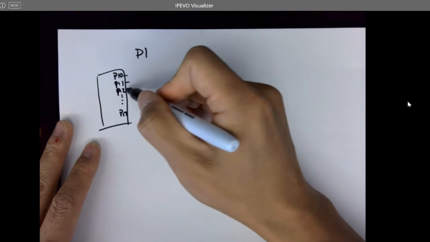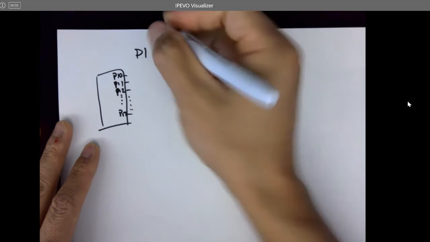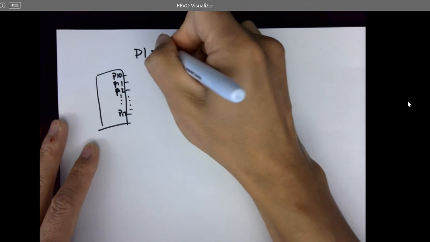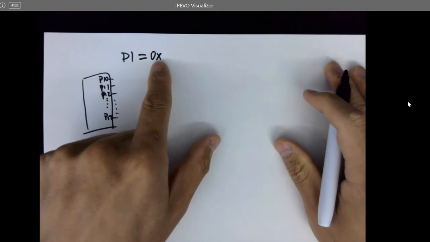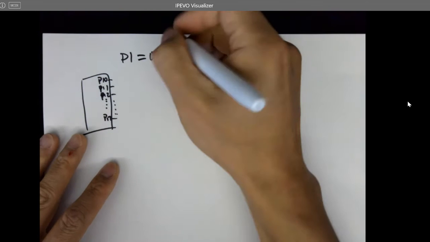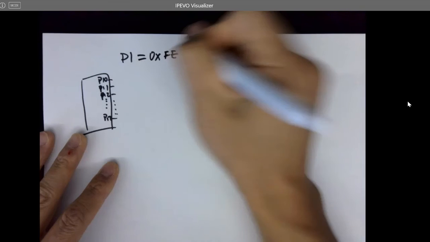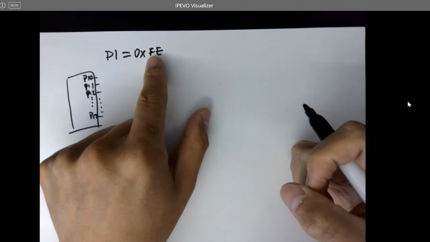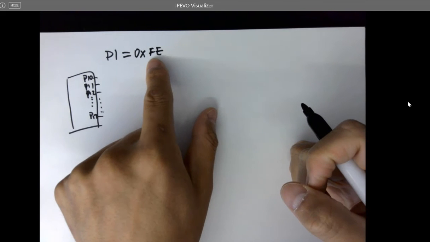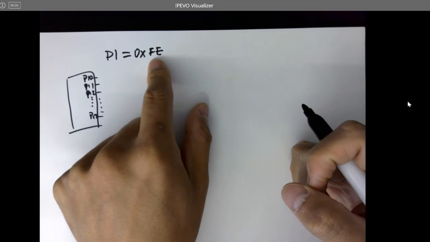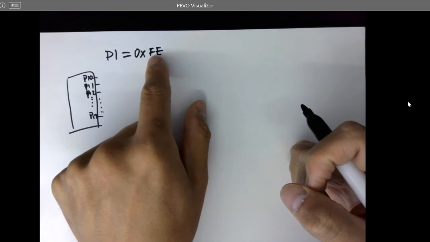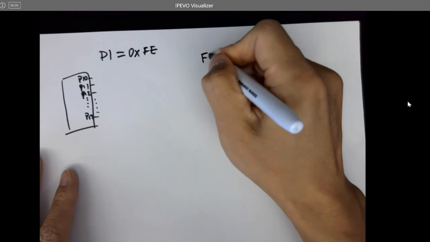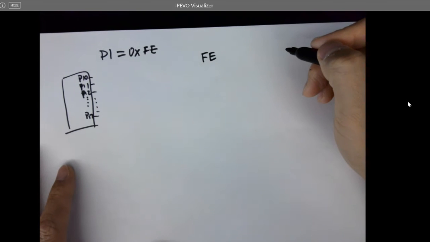If that's 8 pins, so P1 is 0x. If it starts with 0x, it means it's a hex number. FE. So this can show up in the code. You won't be able to understand what that is. You don't even know what F and E are, right? So now you know at least F and E. If you put them together, they are just binary digits.